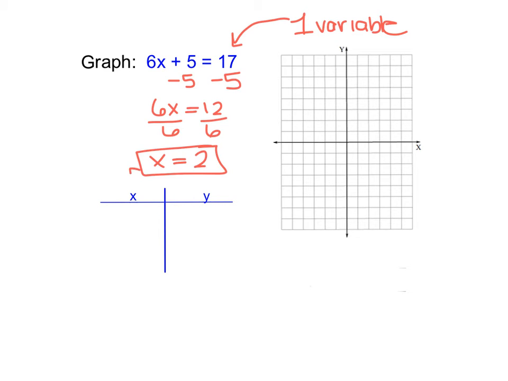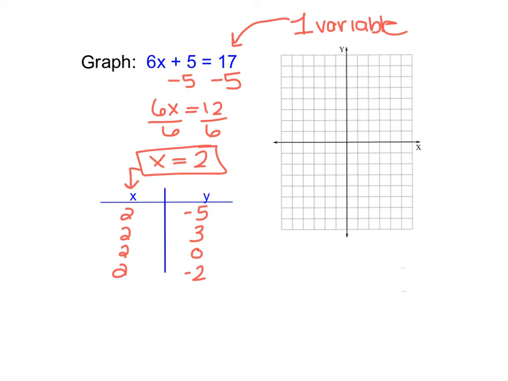Now from here, what this is telling me is that for all of my points, my x values need to be 2. And then about y, it's telling me that y can be anything. There are no stipulations for y. So I'm going to pick -5, 3, 0, and we'll pick -2. There doesn't need to be a specific value that we pick. So now we're going to go and plot these on our coordinate plane.